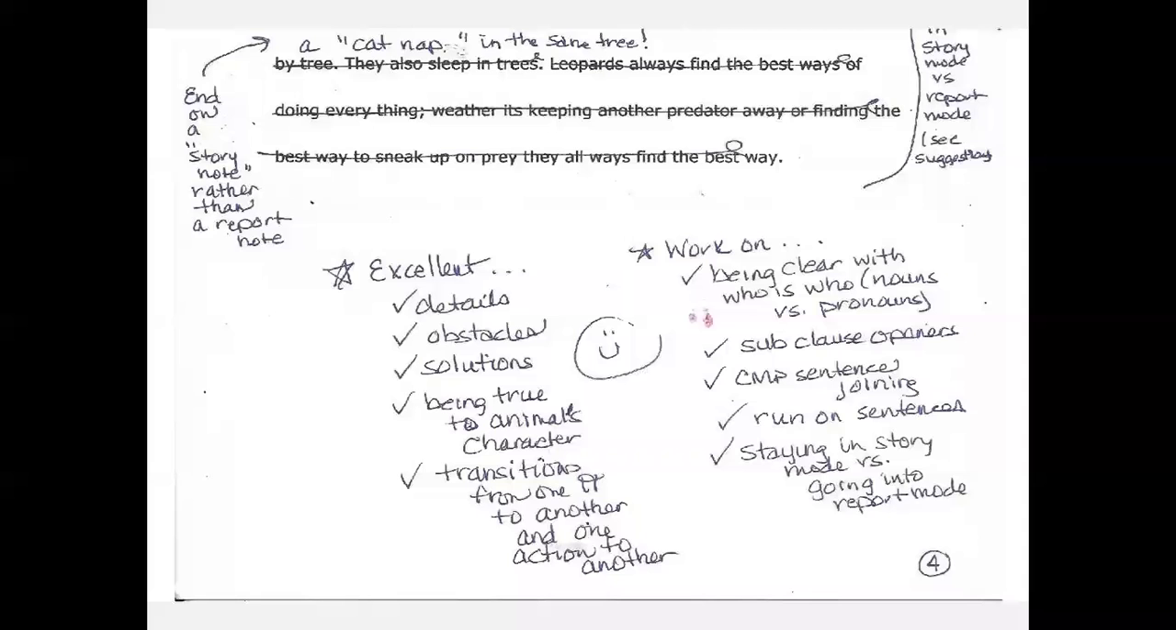Okay, so then I have some excellent and some work on. And these are things that were throughout the paper that I indicated with my edits. So excellent details, excellent obstacles, excellent solutions, excellent being true to the animal's character. That's another thing they have to look up, like what would their animals do in these situations. We usually have a box for that as well in our animal papers. Transitions from one paragraph to another and from one action to another were good. She needs to work on being clear who is who, nouns versus pronouns, subclause openers, compound sentence joining, run-on sentences, and staying in story mode.